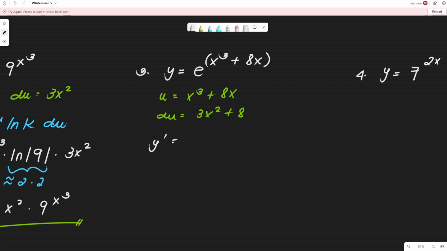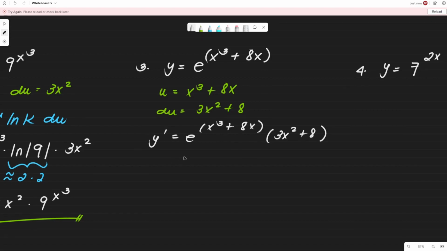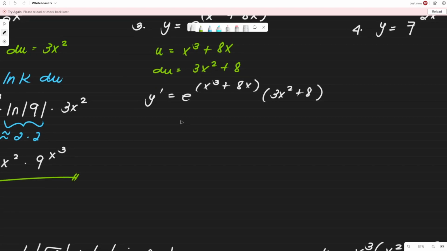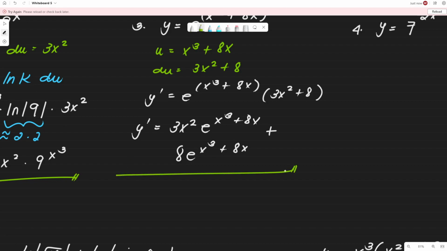So we have y prime is equal to e^u. Kopyahin nyo pa rin. Tapos, times 3x squared plus 8. So this is our answer. Yes, this will do as our answer, pero we can distribute actually. y prime is equal to 3x squared e raised to x cubed plus 8x plus 8e raised to x cubed plus 8x. This will be our answer.